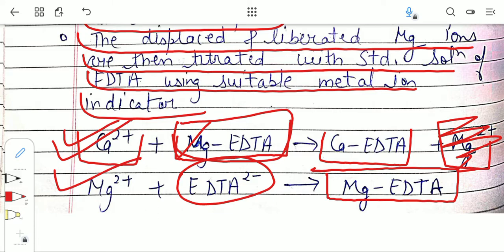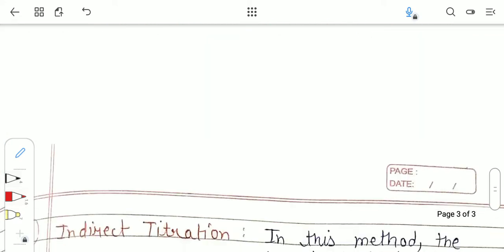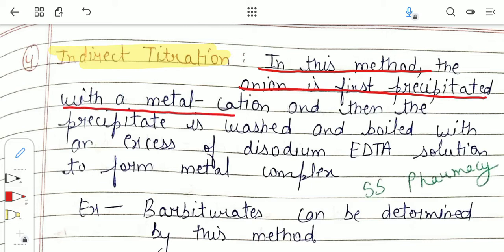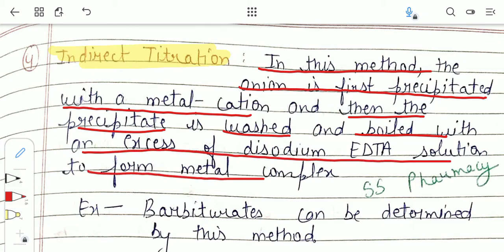Now let us talk about the fourth type of complexometric titration, which is the indirect titration. It is used because there are certain anions which do not react with EDTA, so in order to determine those, we use this indirect titration. In this method, the anion is first precipitated with the metal cation, and then the precipitate is washed and boiled with an excess disodium EDTA solution to form the metal complex. This is how the indirect titration works.